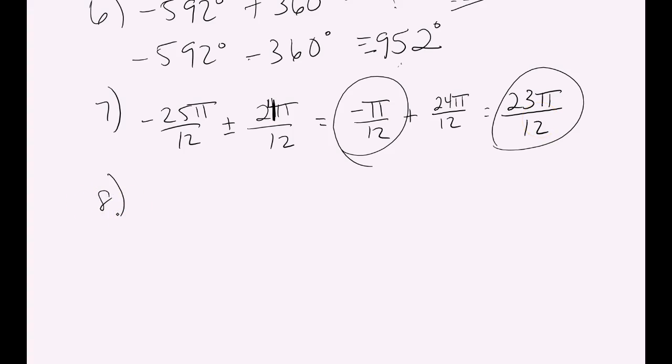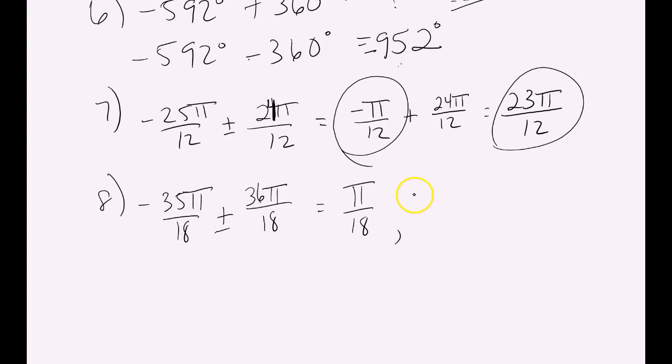Number 8, negative 35 pi over 18. We're going to add and subtract 2 pi. If I get a common denominator, let's see, 2 pi over 1. So what's 2 times 18? 36 pi? Okay, cool. So now when I add them, I get a positive pi over 18, which is good. I don't have to add on anything weird again. If I subtract them, I get a negative big number. That would be a 71. Negative 71 pi over 18. Gross. Okay, those are my two answers by doing just good old-fashioned plus or minus.